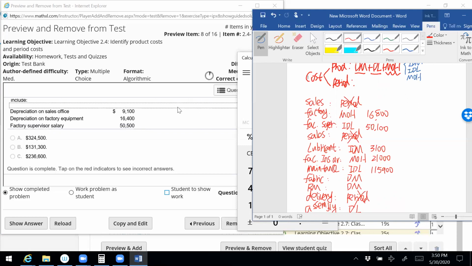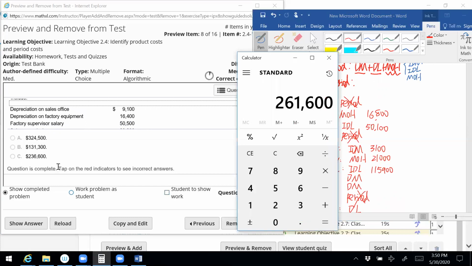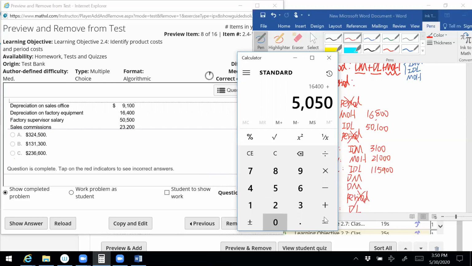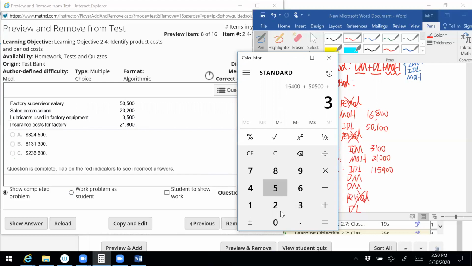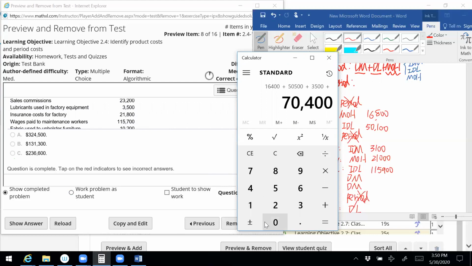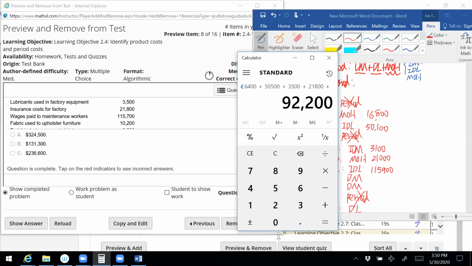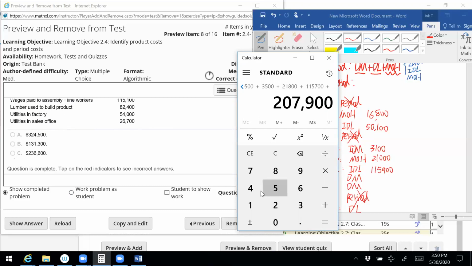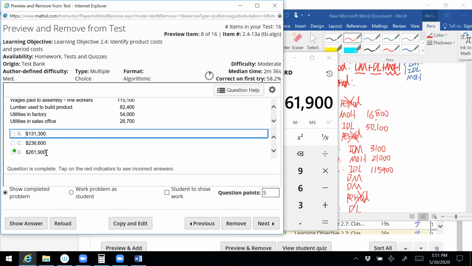So the logic is, I'm not going to even look at this question. But if you don't believe me, we check the answer. That's not the answer, so let's use the new numbers. You know which items are manufacturing overhead. So 16,400 plus supervisor 5,500 plus insurance 21,800 plus 115,700. Fabric is material cost, delivery no, assembling line is direct labor, direct material no, utility 54,000. So I got the number 261,900. Oh yes.